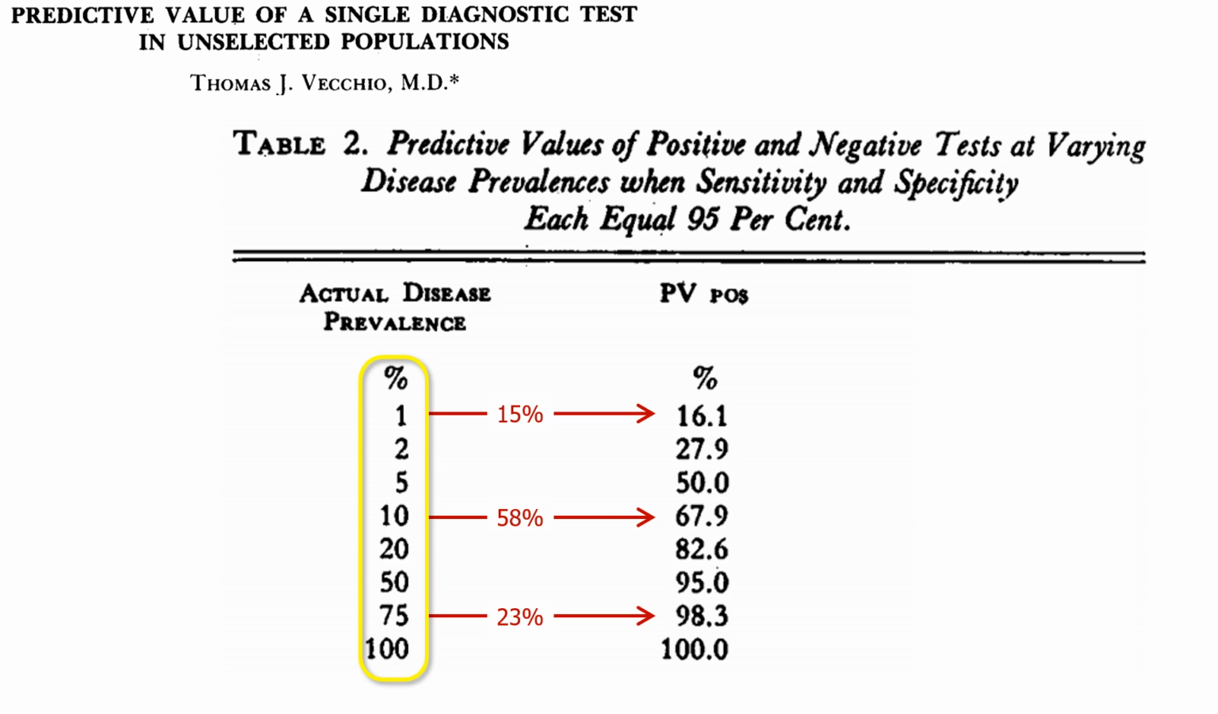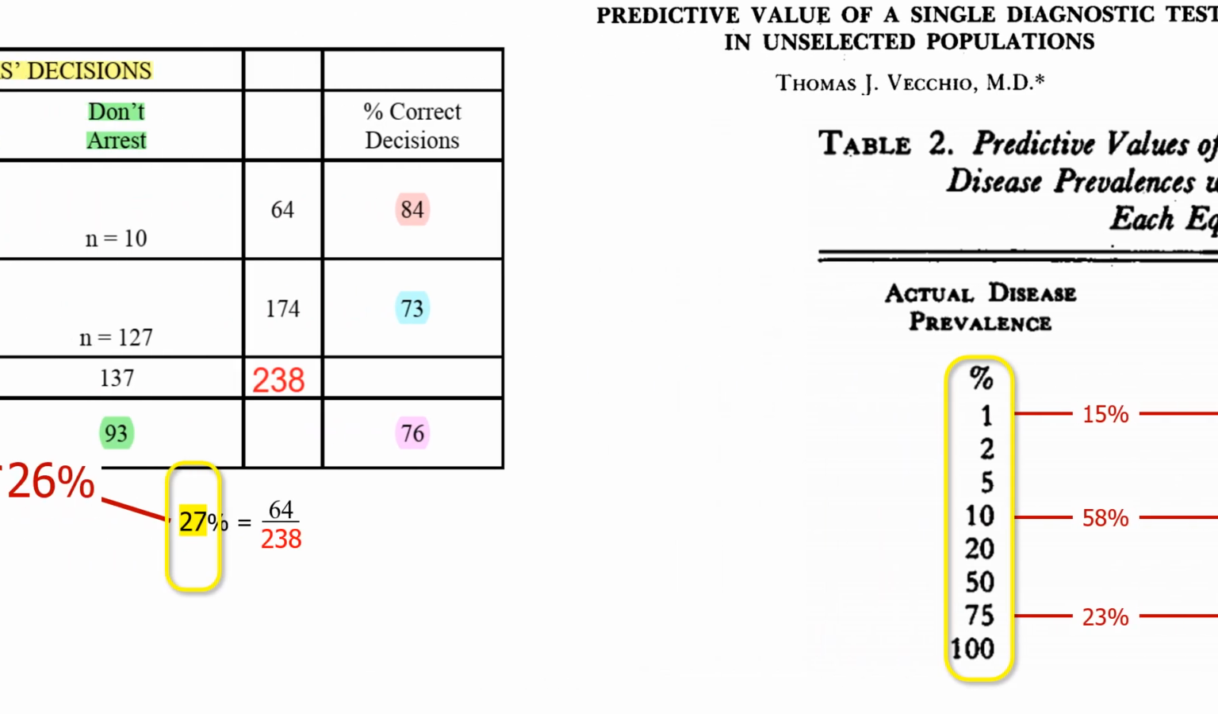Okay, so here's a setup. A lady took Dr. V's highly accurate test. Her test result was positive. It says she has the target condition. Question: what's the percent chance she has the target condition? Look at the table. Is it 16% or is it 67% or 98%? Which number do you use? And tell me why you chose that one.